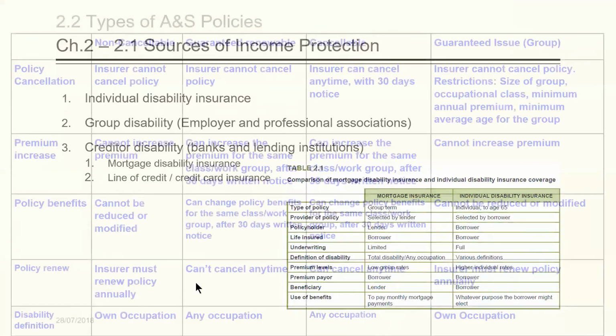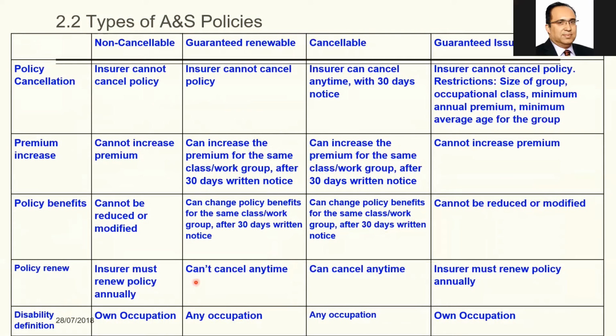Then these are the different types of accident and sickness policies. These first three here in the column are non-cancelable, guaranteed renewable, and cancelable. These are the three main types under the individual policies. The guaranteed issue are the ones which are under group insurance only, right?